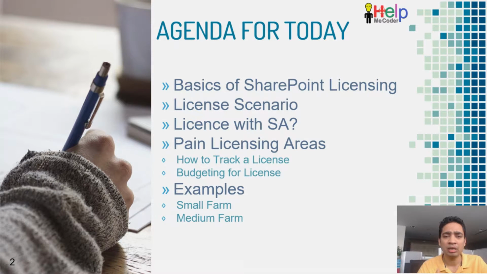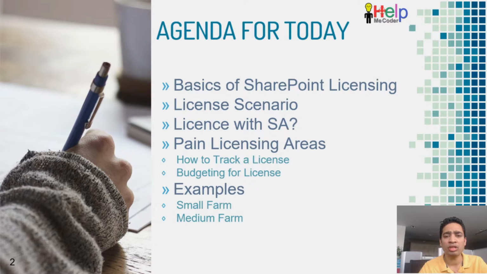Then coming to licensing scenarios, we will discuss how you set up your topology, or how you want to set up an intranet setup, or an internet or extranet setup. What are the differences on the licensing part over there? Then we will look into software assurance. What are the benefits, or should we go with software assurance or not?